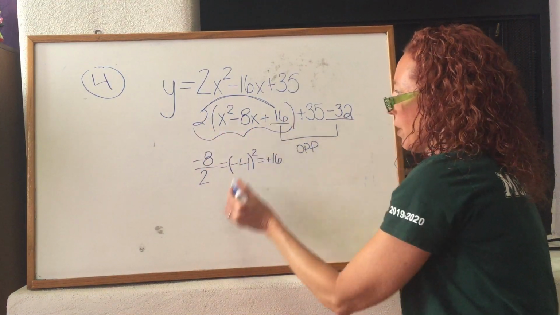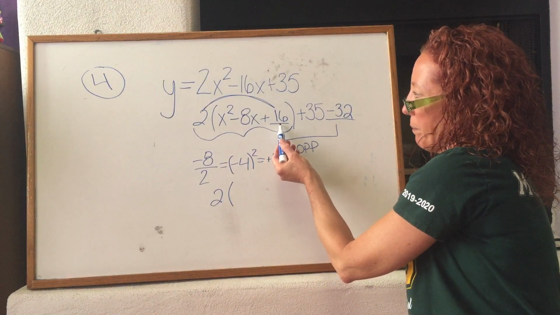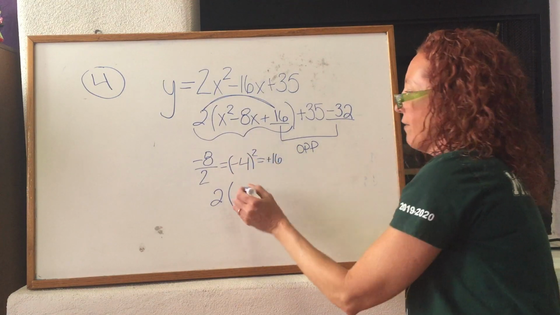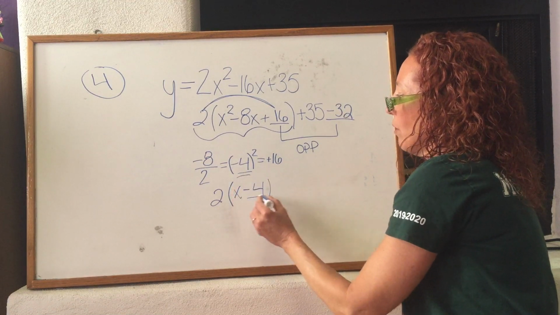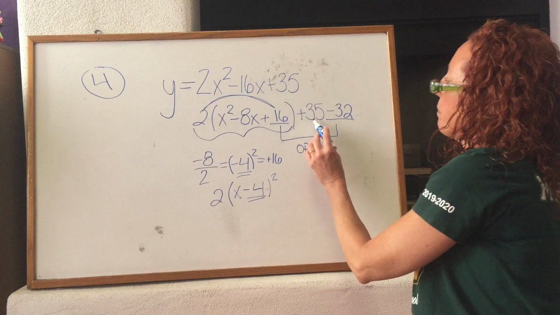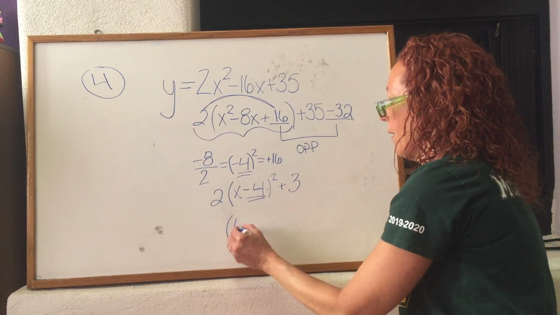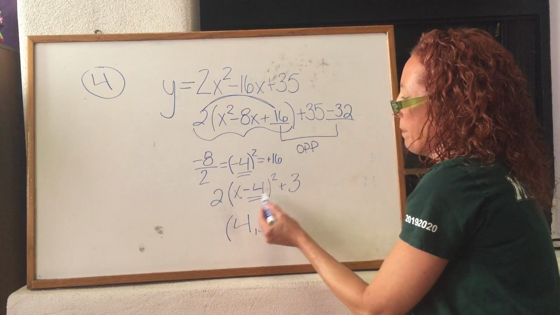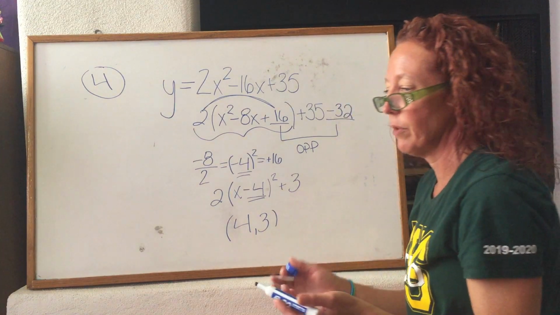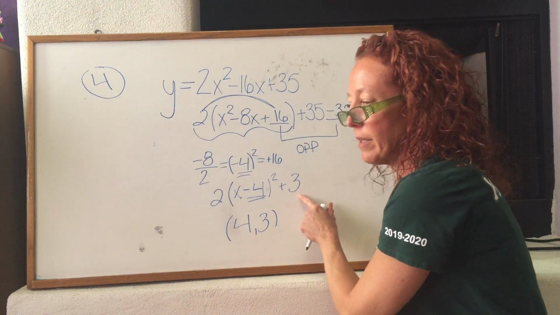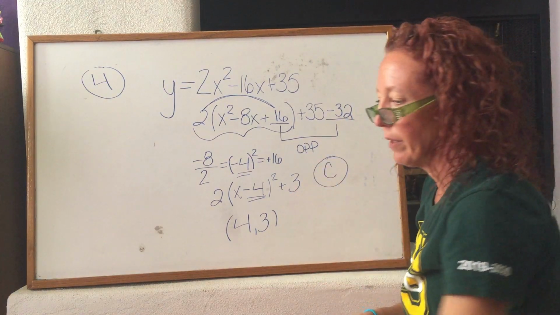Let's rewrite this part. This factors: 2 numbers that multiply to +16 and add up to -8 gives x minus -4. This number is always that number. And then +35 and -32 is +3. So my vertex, opposite same, is 4, 3, which makes the, oh, I don't even need to identify that. This makes the correct answer C. So there you go.